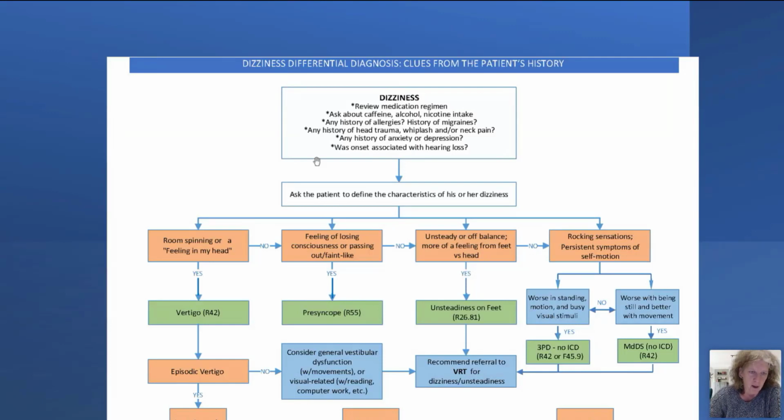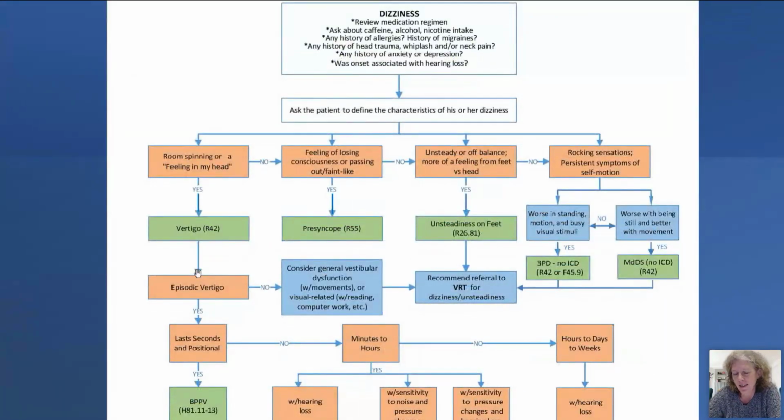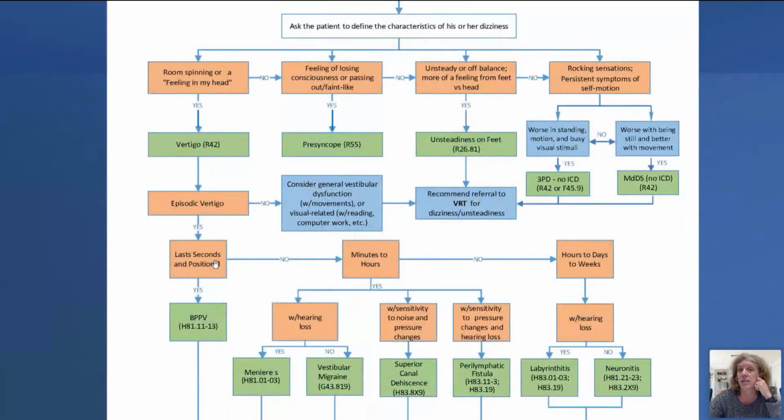So let's go back over here and think, okay, yes, the room is spinning. They have vertigo. Again, we know that word by itself doesn't help us much, but it has a diagnosis code. Is this episodic? Yes, it's episodic. Okay, it lasts seconds and it's positional. Once again, for the more experienced clinician that may be listening to this, you are already creating that working diagnosis, but for people not familiar with how to ask directed questions, this type of algorithm can be helpful.